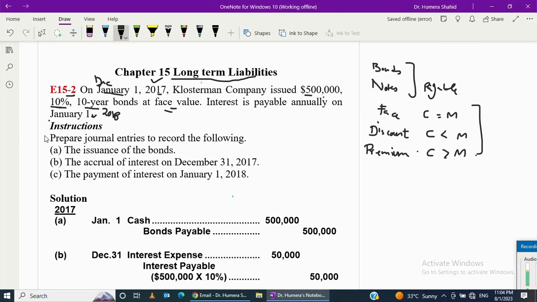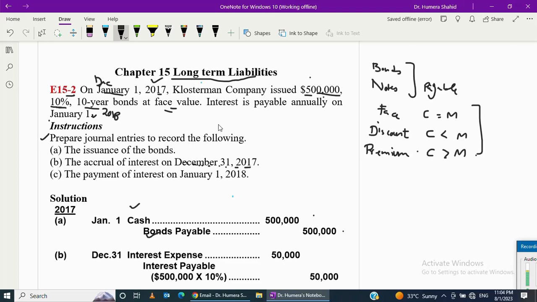What is the requirement? Prepare the journal entries to record the following. Number 1, issuance of the bond. You are issuing these bonds at face value, so you get the money. Cash gets debit and bonds payable get credit with 500,000 and 500,000. Then point number B says the accrual of interest on December 31st, 2017. Interest will be due at the end of the year, but the payment will be next day. So let's make it accrued and record our interest expense.